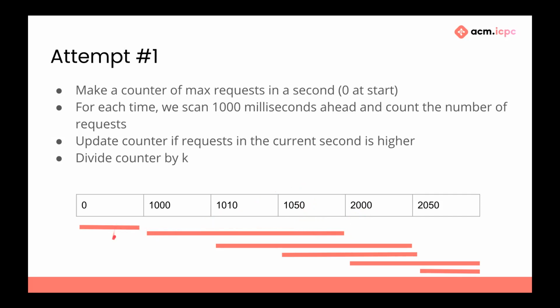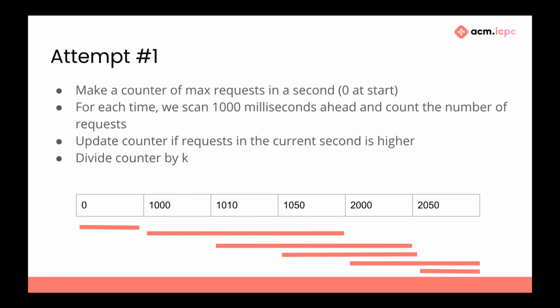So we can keep doing this for each second and update our counter if the requests in the current second is higher. So if we started from 0, that counter would be set to 1. And then once we test this one, we would set that counter to 3. For the next one, once we check starting time 1010, we would not change the counter because it's also 3. And we would continue this process for every single second, every single starting time. And at the end, our counter would be the max number of requests in a second, and we can divide that counter by k to get our answer.